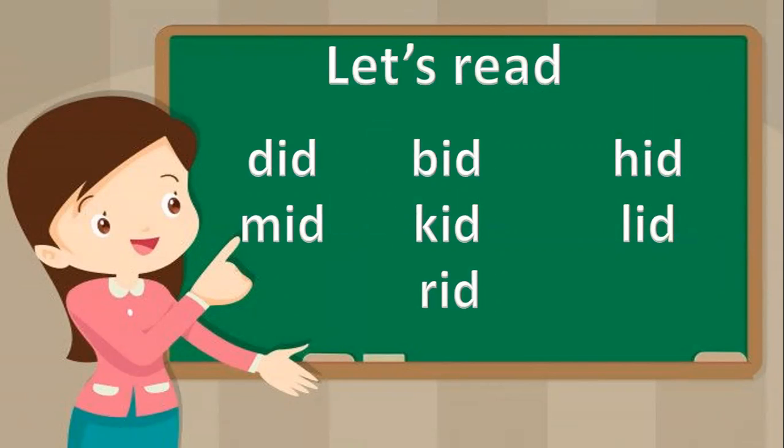Now let's read all these words. Read them with me. Once I will say, then you will repeat. Okay. D-id, did. B-id, bid. H-id, hid. M-id, mid. K-id, kid. L-id, lid. R-id, rid. Okay.